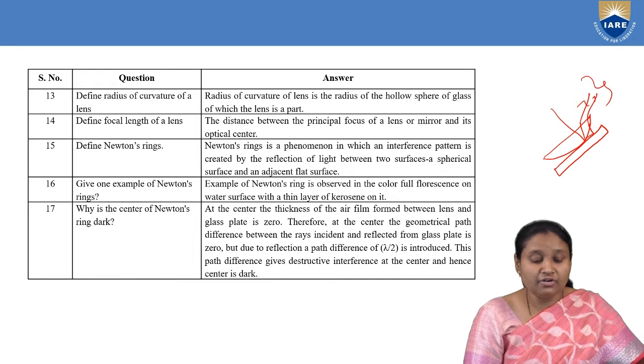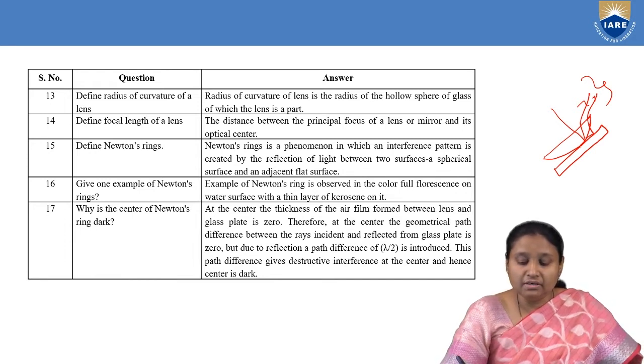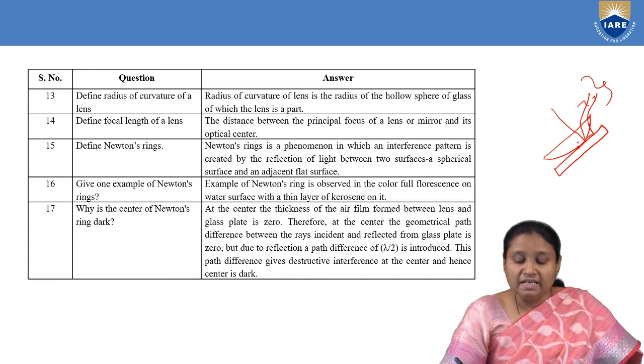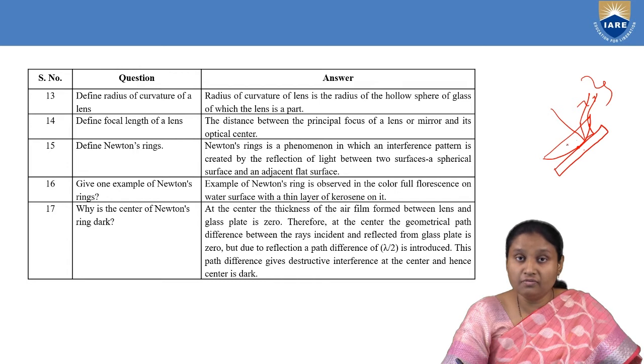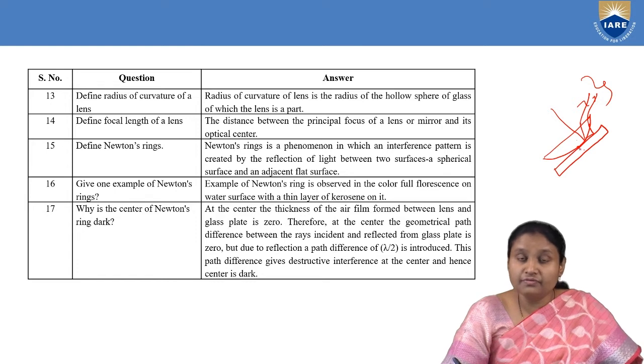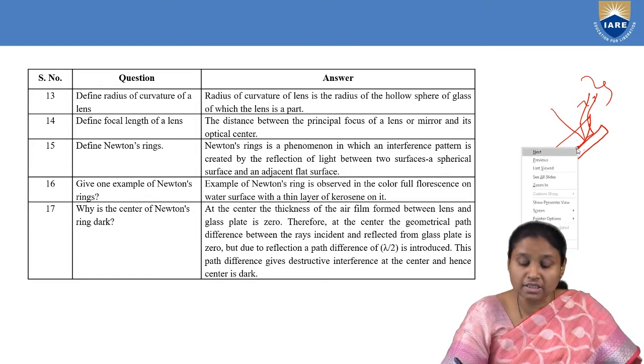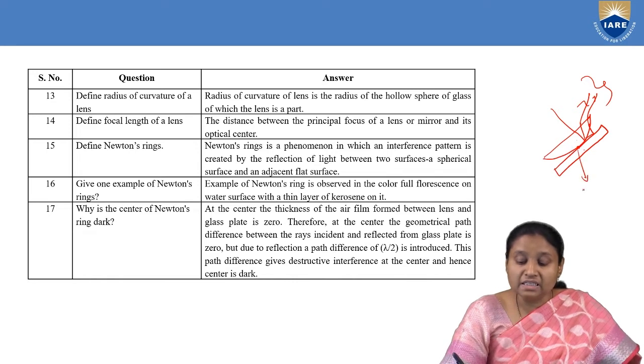Now why is the center of Newton's rings dark? If you consider this setup, here at the center we have the convex lens and here we have the plain glass plate. The curved surface of the lens and the top surface of the plain glass plate meet at one particular point, and at this point the thickness of the film is 0.